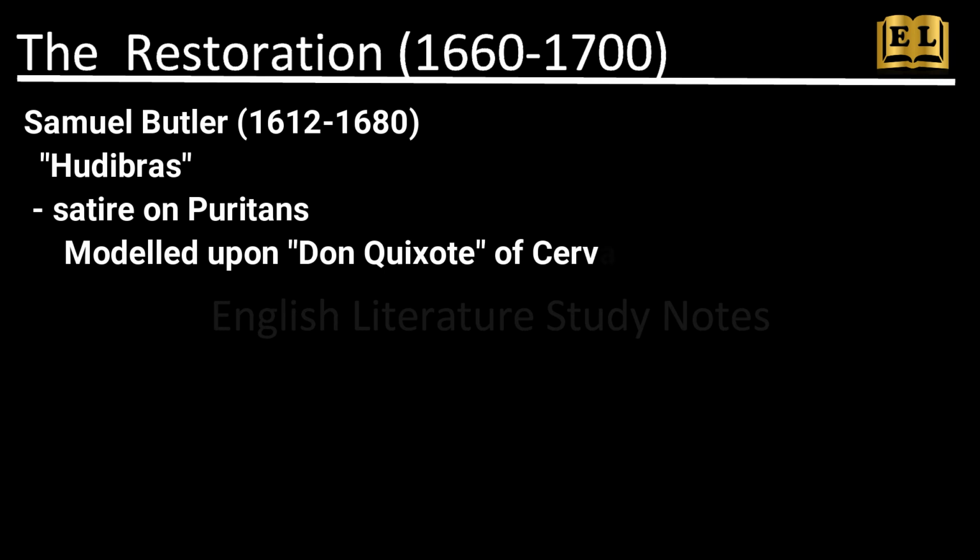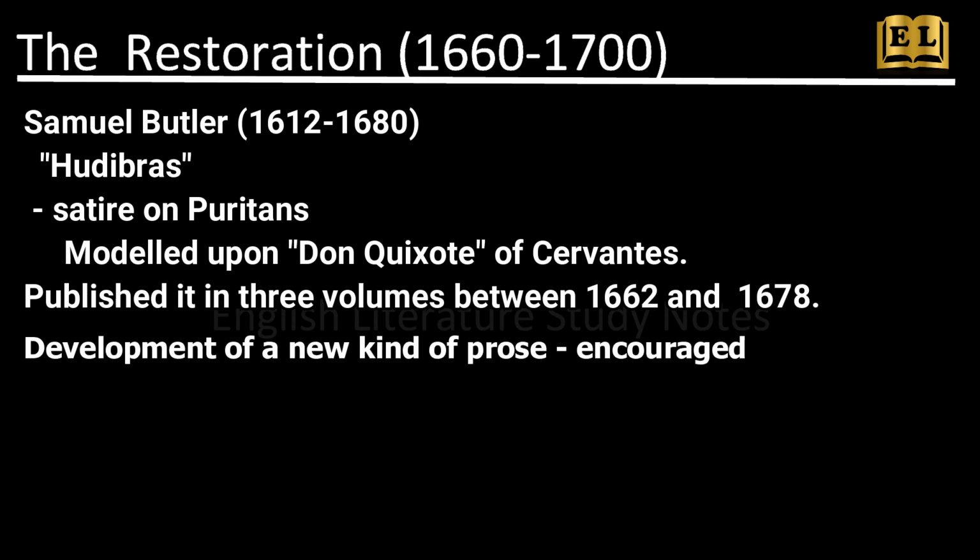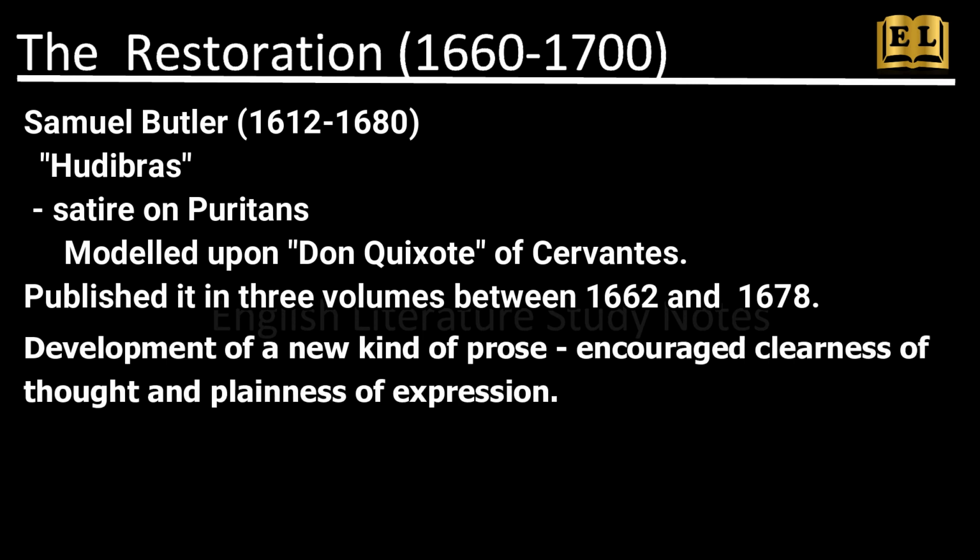It is modeled upon the Don Quixote of Cervantes. Butler published it in 3 volumes between 1662 and 1678. The Restoration marks the development of a new type of prose. The new prose encouraged clearness of thought and plainness of expression.